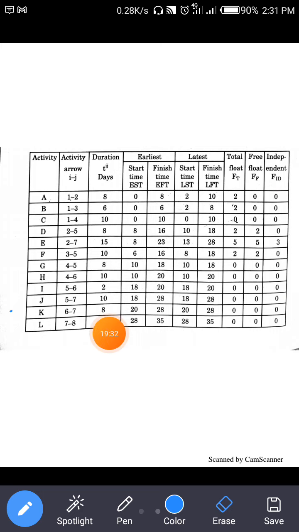So here the example for the critical path method is finished. In the next lecture we will discuss another example. So here we complete our example. Thank you.